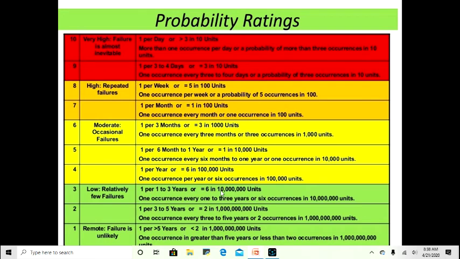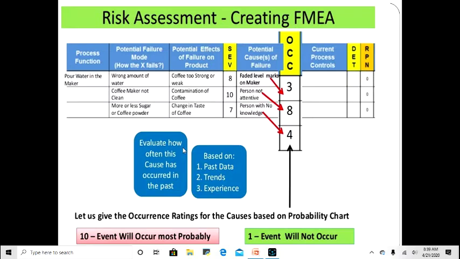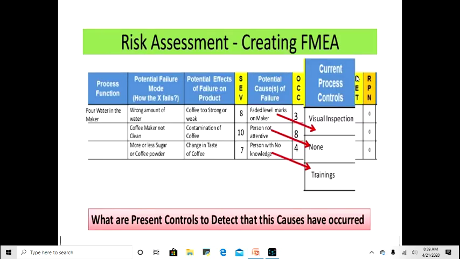You can reduce this also. For some processes it may not be years, etc. So when you reduce it, it should be proportionally reduced. Okay, you are putting the occurrence on the scale again. Next is how to control now.